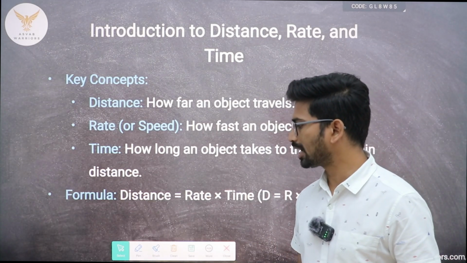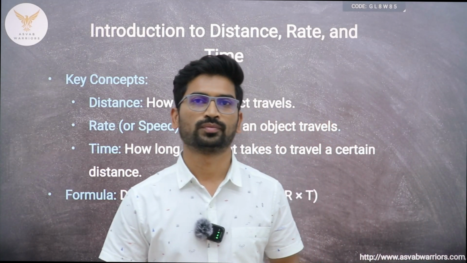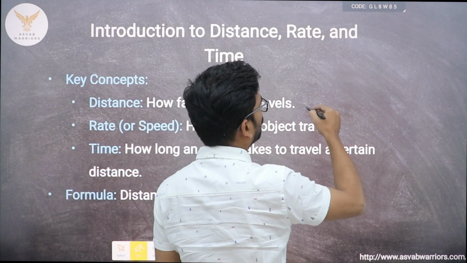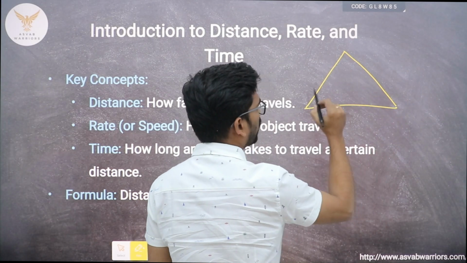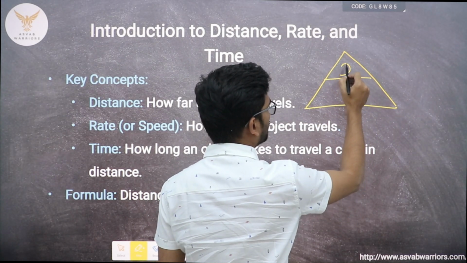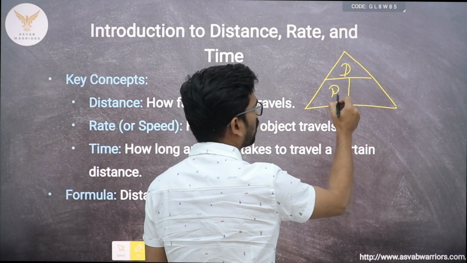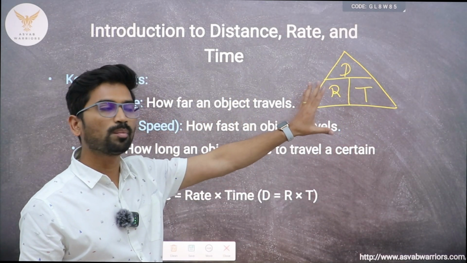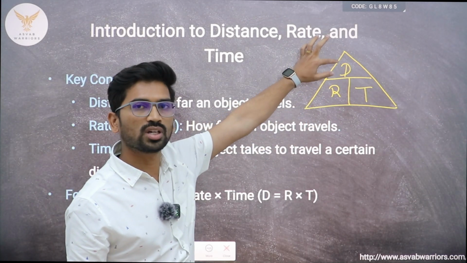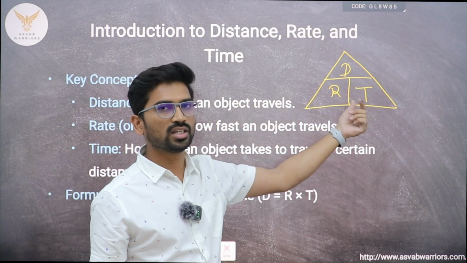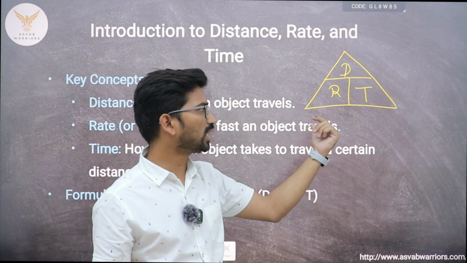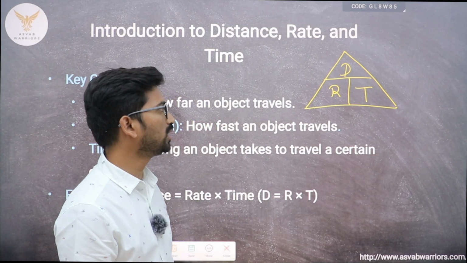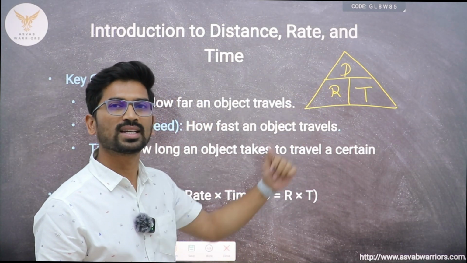Now first we will understand the formula. To understand it, I will make a simple diagram. I will make a triangle, and here you need to keep the distance, here you will have the rate or the speed, and here you will have the time. If you remember this triangle where the distance comes on top, R and T you can put anywhere. The left side can be time and the right side can be rate, or like this.